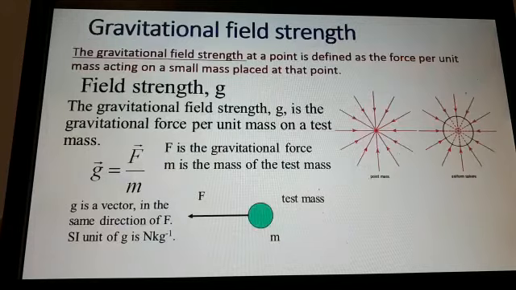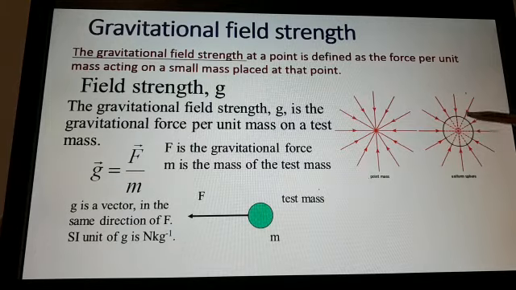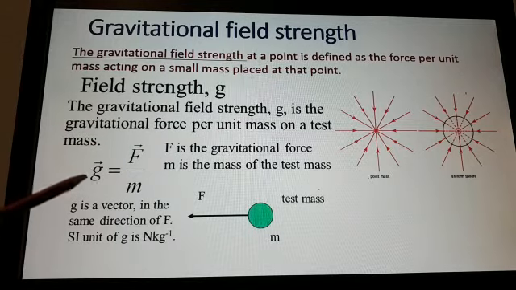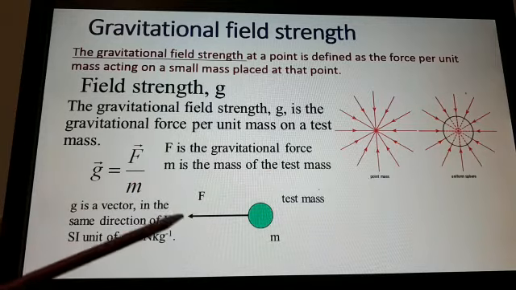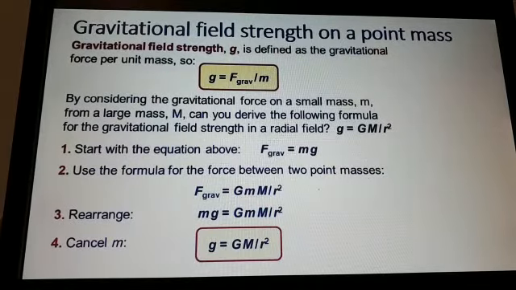Now gravitational field strength. The gravitational field strength at a point is defined as the force per unit mass acting on a small mass placed at that point. If you have a uniform sphere, the center is the point mass. The gravitational field strength g is the gravitational force per unit mass on a test mass. This is the equation: g is equal to F by m. F is the gravitational force, m is the mass of the test mass. g is a vector in the same direction as F. The unit of g is newton per kilogram. That's all.